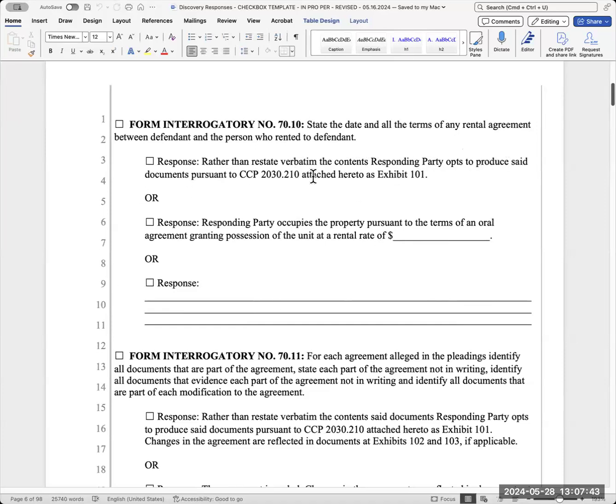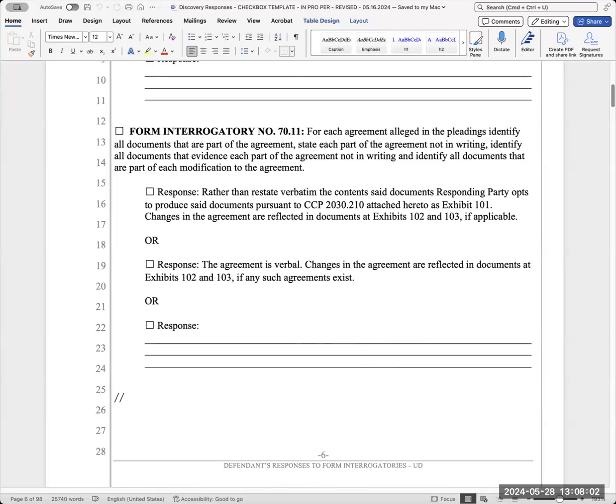If you have a verbal agreement with your landlord, check here and just indicate the monthly rent that was part of your oral agreement. And then any other response other than this, you check here and respond here.